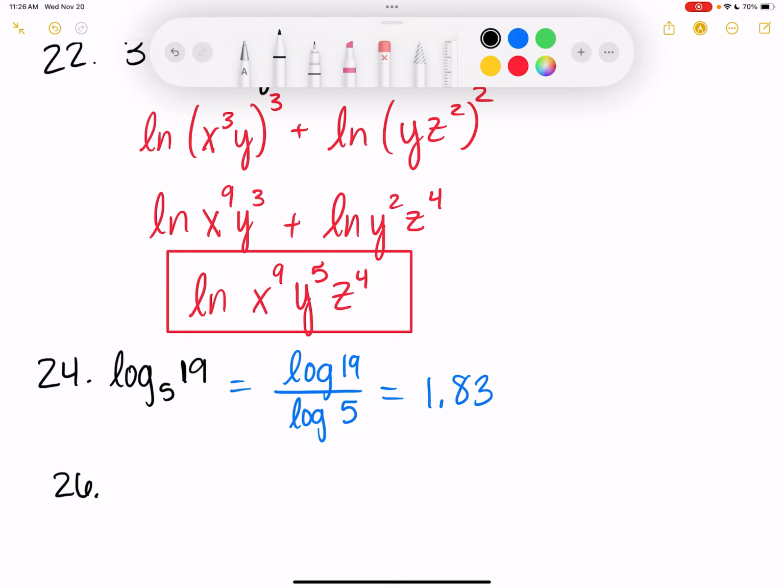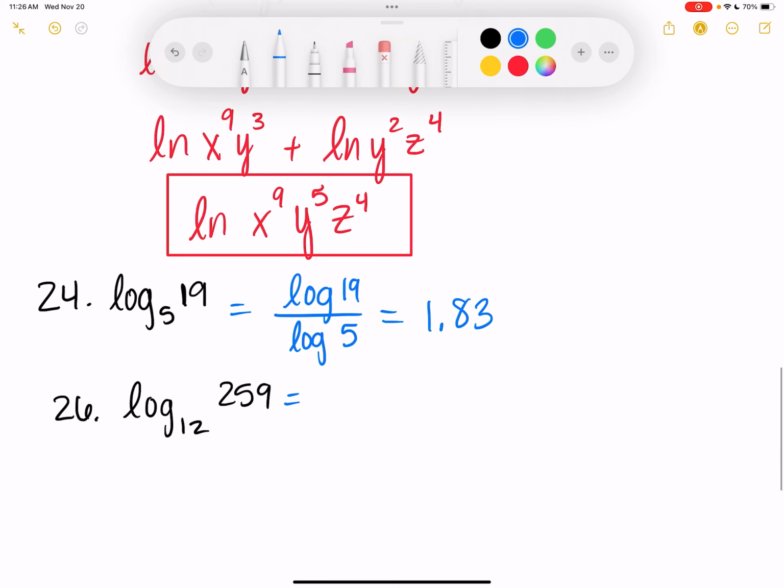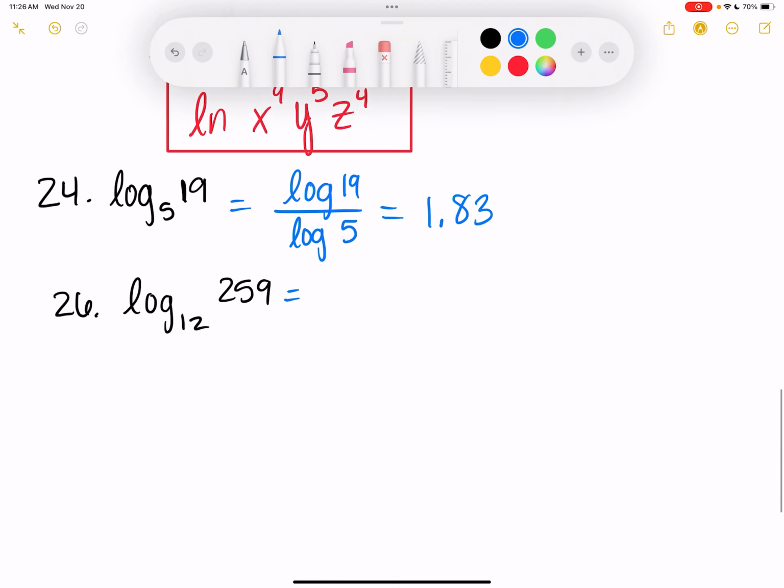26. Log base 12 of 259. So how would I rewrite this using the change of base formula? Log of 259 over log of 12. Somebody can tell me what that equals. 2.24.